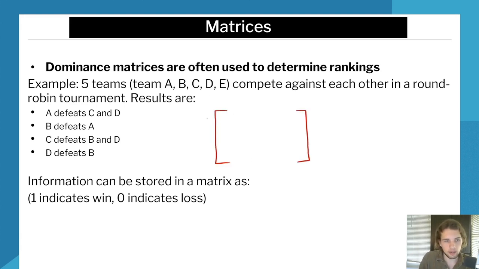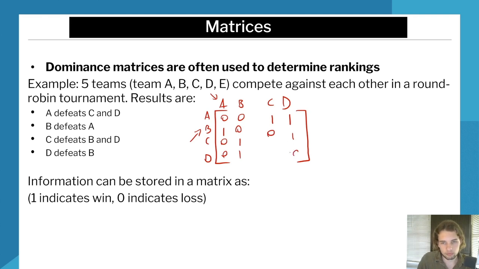We can say, okay, we have A, B, C, D, and A, B, C, D. A defeats C and D, so we put a 1 and a 1 there. B defeats A, so we put a 1 here. So this is who's defeated, and this is who defeats. C defeats B and D, so we have 1, 1 there. And D defeats B, so we have a 1 there. And everywhere else will just be a 0.